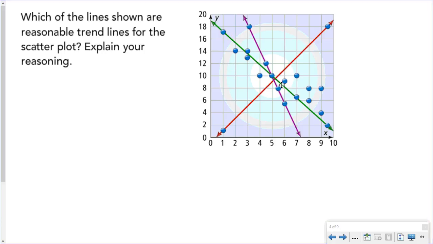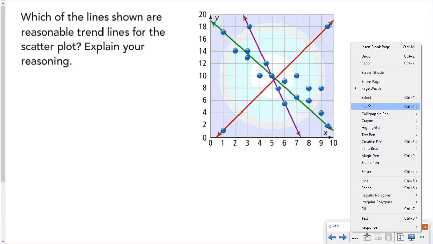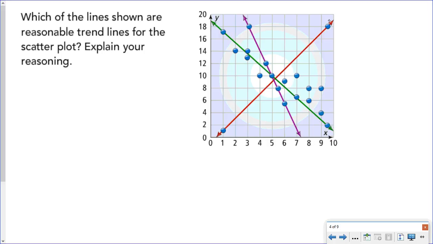But then I have this one right here, this green one. That one fits. It goes along with what the points are doing, and it's really close to everything, the best. If you look, we still have these outliers out here, and they're just not going to follow the trend. They just don't work. But that's okay. This line is your best one.